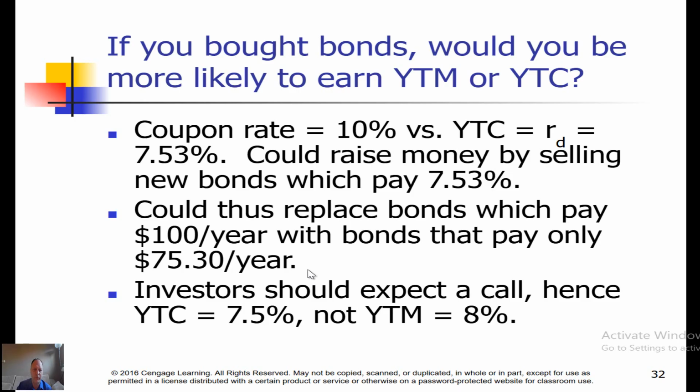So in this example, of course, the corporation could thus replace the bonds, which pay $100 a year, with bonds that only pay $75.30 per year and could trade at par then. And investors should expect a call, since the yield to call of 7.5 is below the yield to maturity of 8.